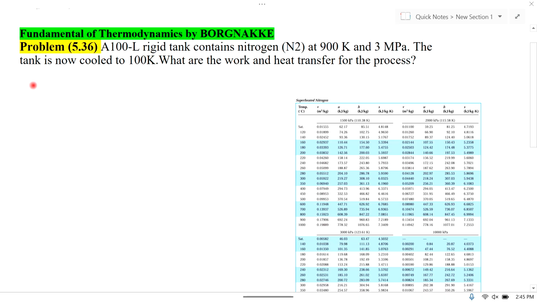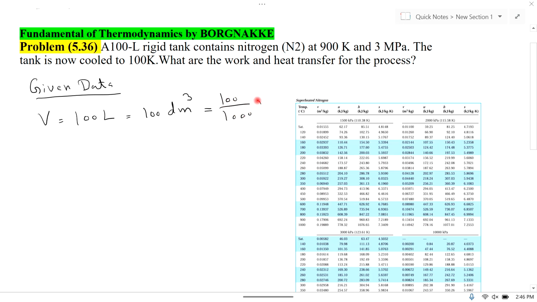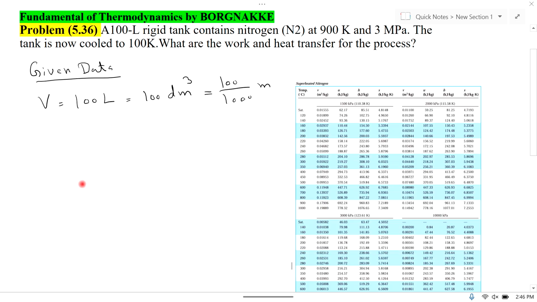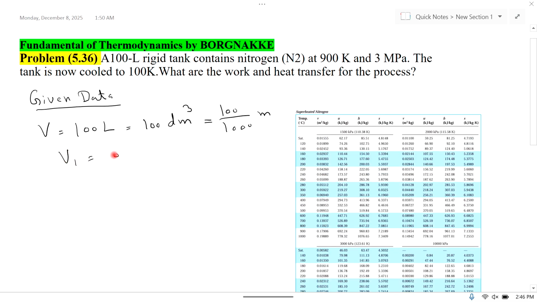So the statement of the problem is a 100-liter rigid tank. 100 liter means the total volume is equal to 100 liter, and we know that 1 liter is equal to 1 decimeter cube. So 100 liter is equal to 100 decimeter cube. And to convert dm cube to cubic meter, divide by 1000. So volume is equal to 0.1 cubic meter.